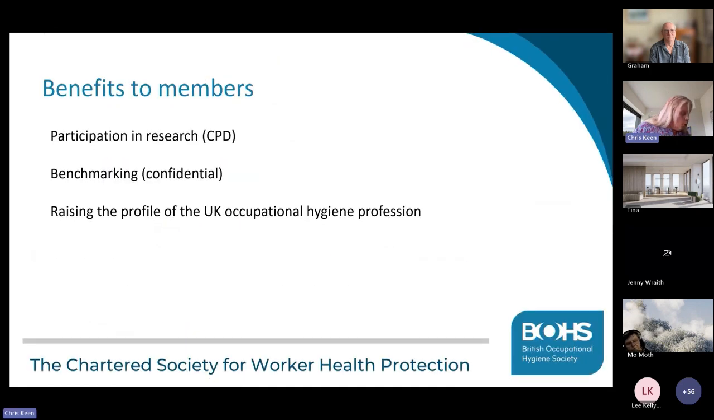What's in it for our members? Why should they get involved in this? Because this is a voluntary thing. We can't compel members to join this research project. It's not a condition of the GAL. Well, first of all, you're getting involved in research, so that's CPD. You'll get CPD points for getting involved in research. And I suspect that opportunities to get involved in research might be a little bit thin on the ground for some people that are working in consultancy. So that should tick a box for you, hopefully.